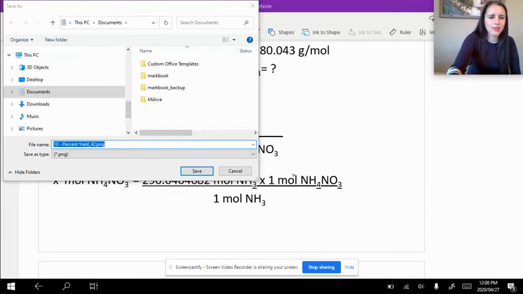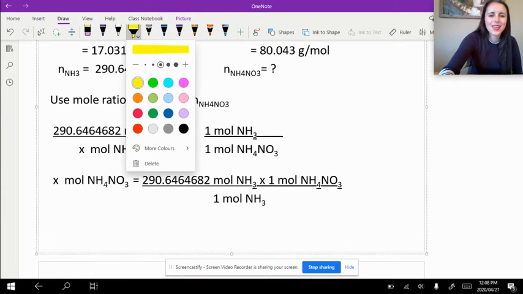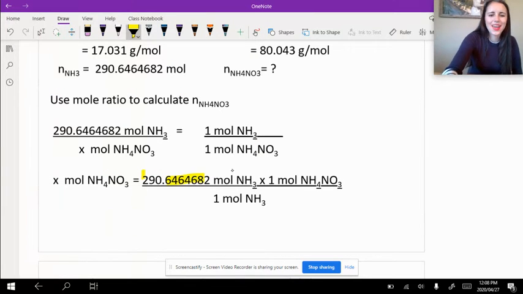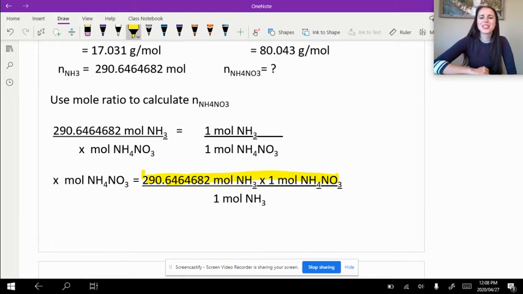Nope, don't want to save that. I want to cancel that. One more time. There we go. This is going to be the top part of my fraction here. And I'm dividing by this to get that mole of ammonium nitrate by itself.